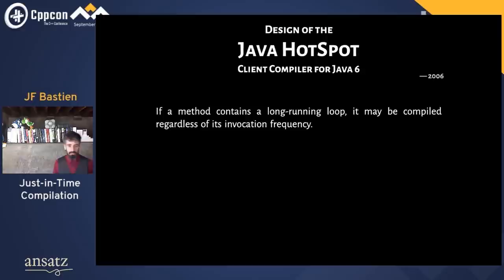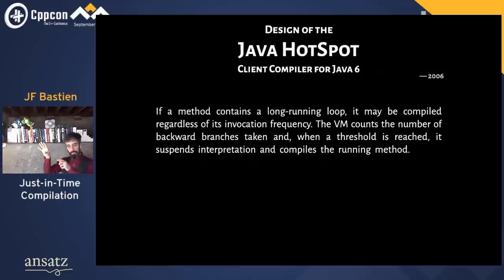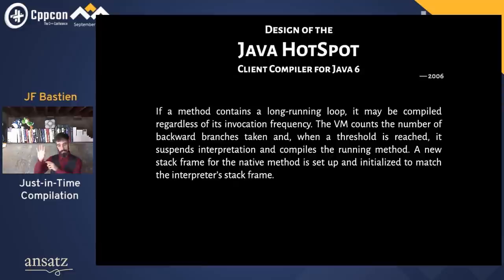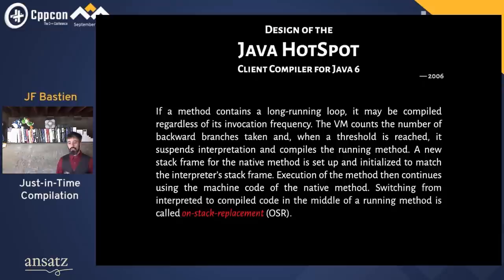It says, if a method contains a long-running loop, it may be compiled regardless of its invocation frequency. The VM counts the number of backwards branches, when you go to the top of the loop, and when a threshold is reached, it suspends interpretation and compiles the running method. A new stack frame for the native method is set up and initialized to match the interpreter stack frame. That's a key point. An execution of the method then continues using the machine code of the native method. Switching from interpreted to compiled code in the middle of a running method is called on-stack replacement.